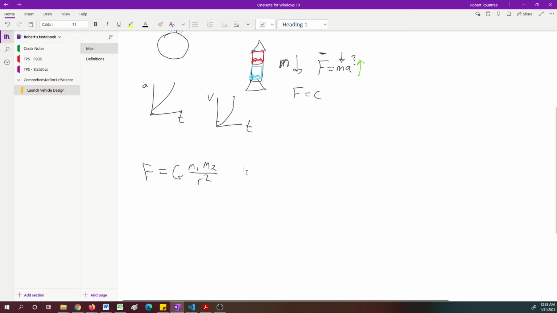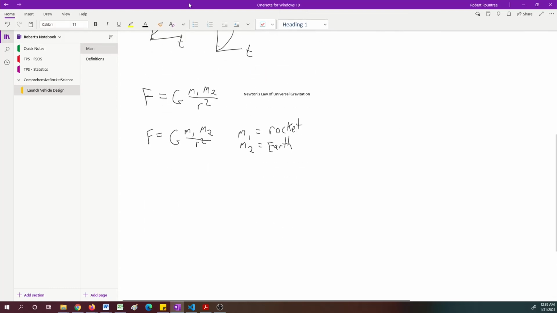This is due to Newton's law of universal gravitation, depicted, which states that the gravitational force pulling two objects together is equal to a gravitational constant times the first mass times the second mass divided by the distance between them squared. Here, m1 is the rocket and m2 is the Earth. Now, even though this force decreases with the distance between the two objects squared, the distance for most man-made objects doesn't even come close to making Earth's gravity negligible.